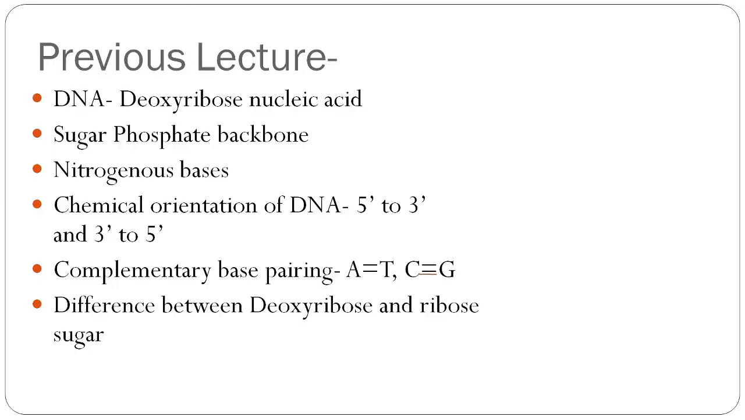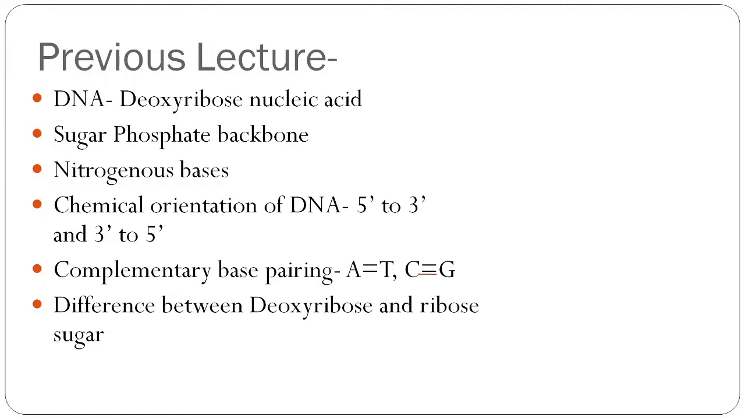In the previous lecture, we learned about deoxyribose nucleic acid, the sugar phosphate backbone, and nitrogenous bases, that is purines and pyrimidines. We learned the chemical orientation of DNA, that one strand runs in the 5' to 3' direction and the other strand runs in the 3' to 5' direction, that is, in an anti-parallel fashion. We also learned complementary base pairing: adenine always pairs with thymine with two hydrogen bonds between them, and cytosine always pairs with guanine with three hydrogen bonds between them.